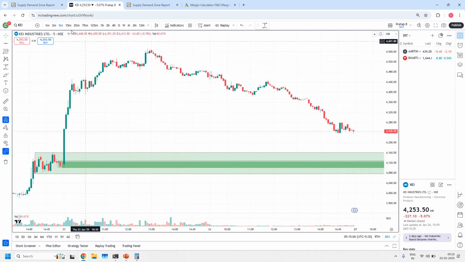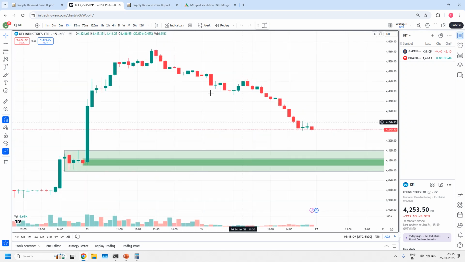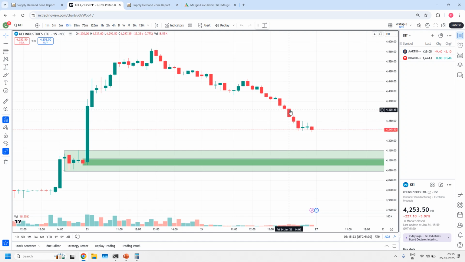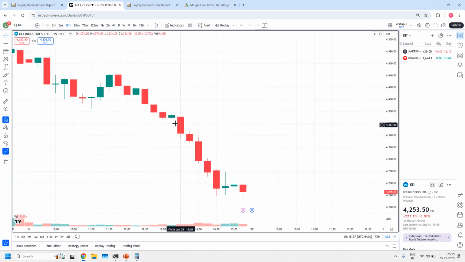What about our target? That we forgot. So what is our software saying? KEI is having a supply zone, 24 January at 13 hours, 13:30. So this is the one. Drop base drop.